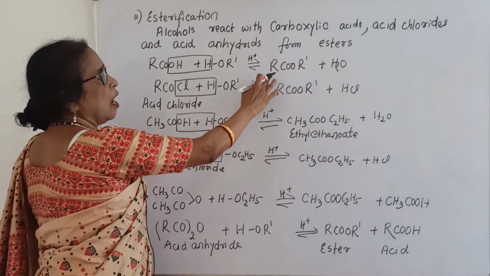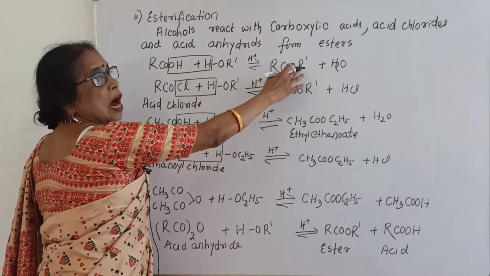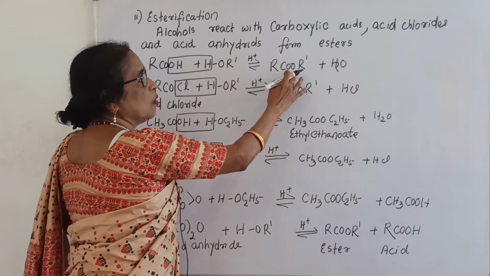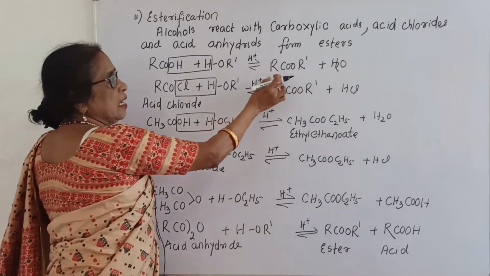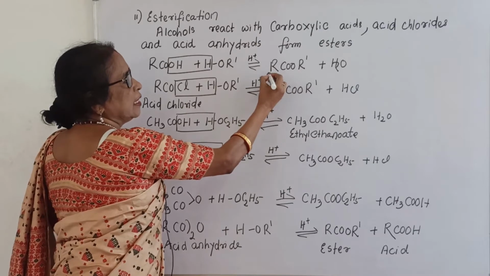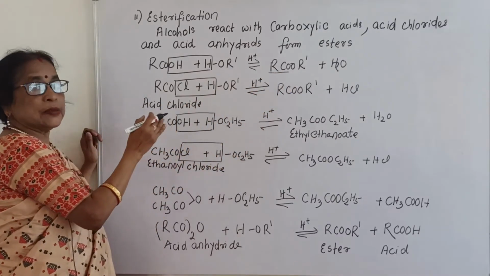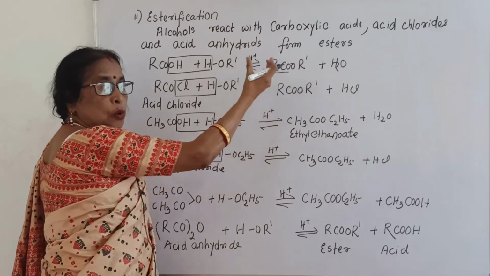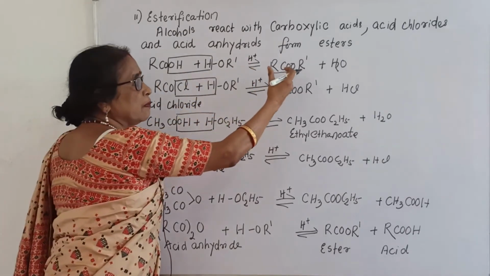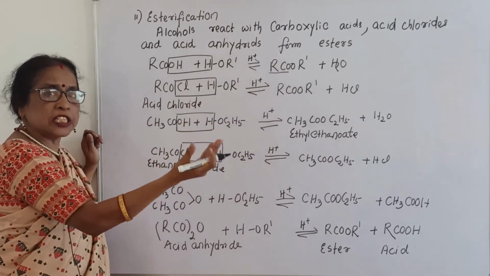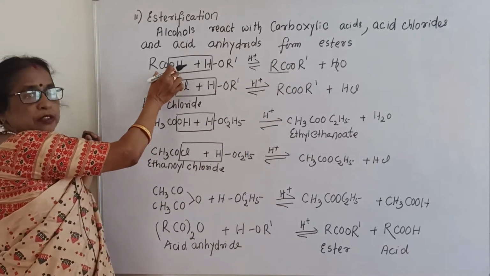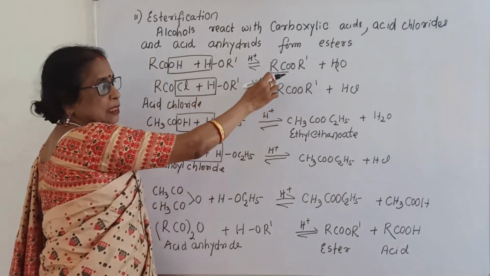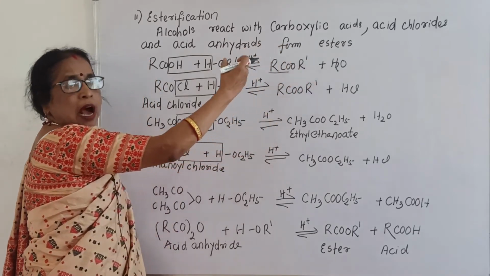Ester general formula: RCOOR dash. What is the formula of an ester? RCOOR dash. What is RCO? This left side part is from the acid. How can you know which part is from the acid and which part is from the alcohol? Because an ester is formed by the combination of an acid part and an alcohol part. That means the left part is the acid part and the right part is from the alcohol.